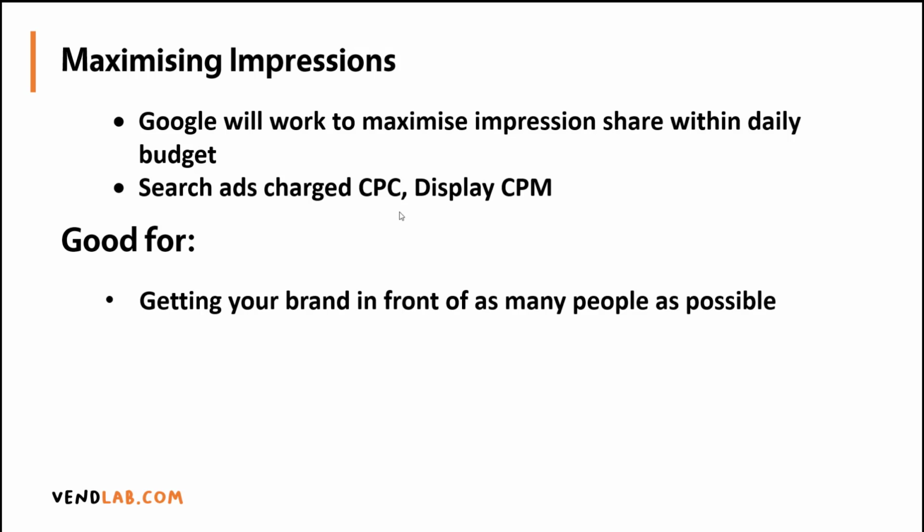Maximizing impressions is when you want to get your brand in front of as many people as possible. So Google will work to maximize the number of impressions you get within your daily budget. For this bid strategy, different campaign types will be charged in a different way. So search ads will be charged on a CPC basis, whereas display ads will be charged on a CPM basis. That is for the amount of times that the ad is viewed, and CPM stands for cost per 1,000 views.